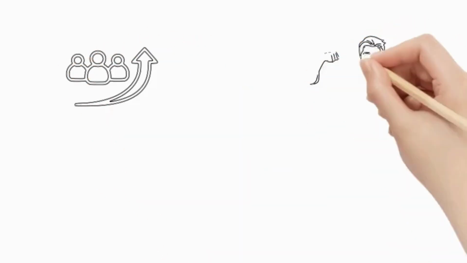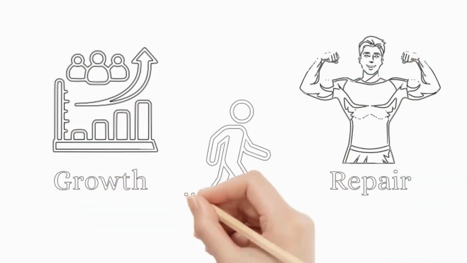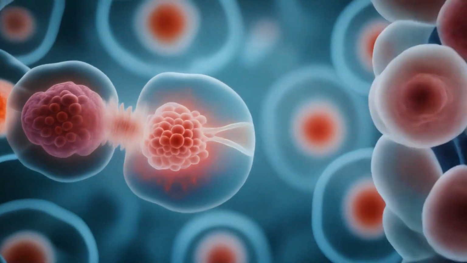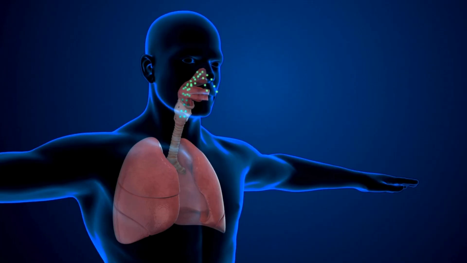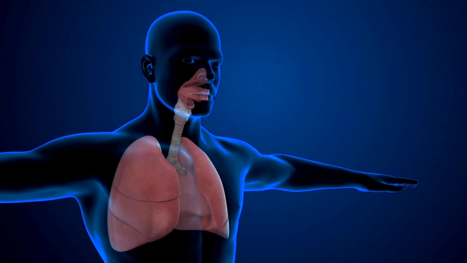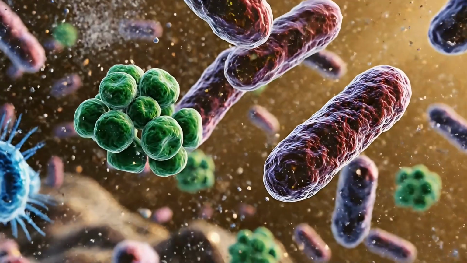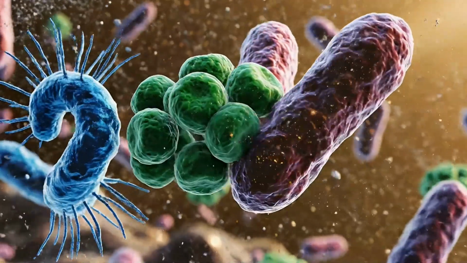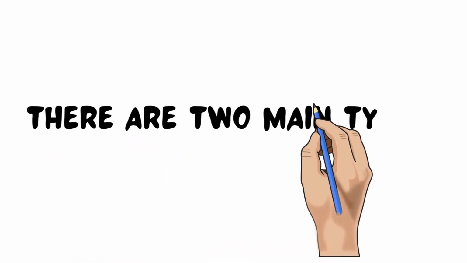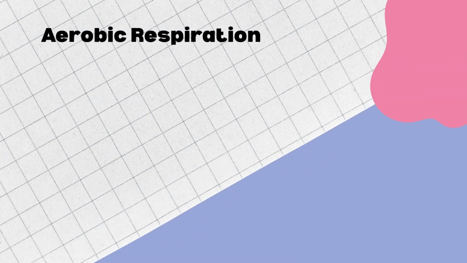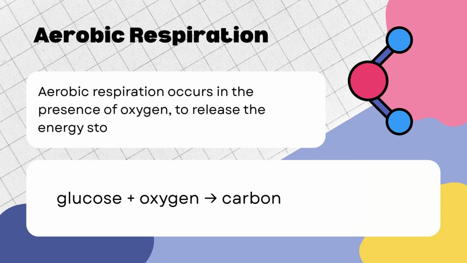This energy is needed for growth, movement, repair, and other life processes. It's important not to confuse respiration with breathing. Breathing is just the movement of air in and out of the lungs, while respiration is a chemical process that happens inside cells. There are two main types of respiration: aerobic respiration and anaerobic respiration.